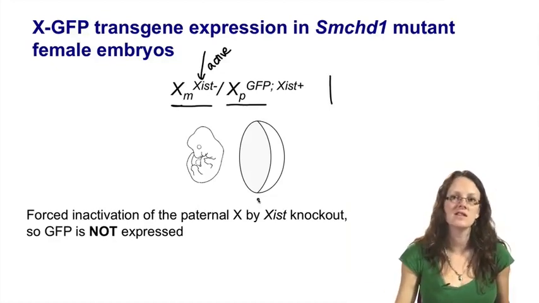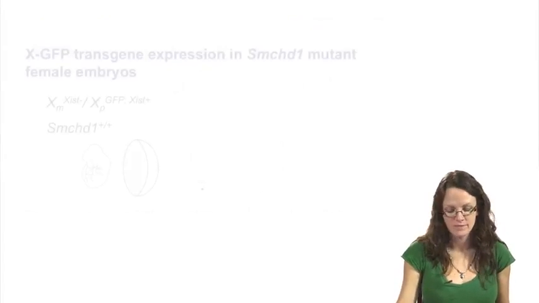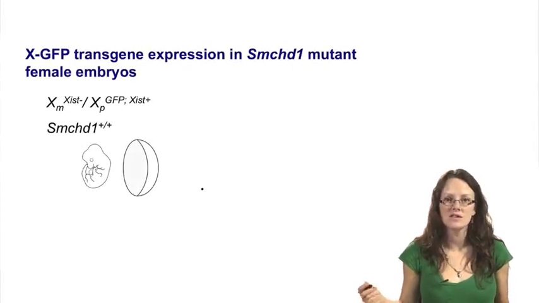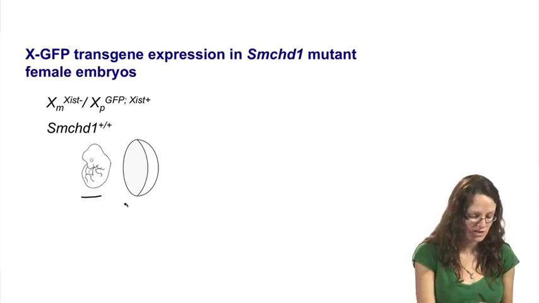So then we looked at these embryos that were either Smchd1 null or wild type. In the Smchd1 wild types, exactly as you expect, you find that the embryo is not green and the placenta is not green.